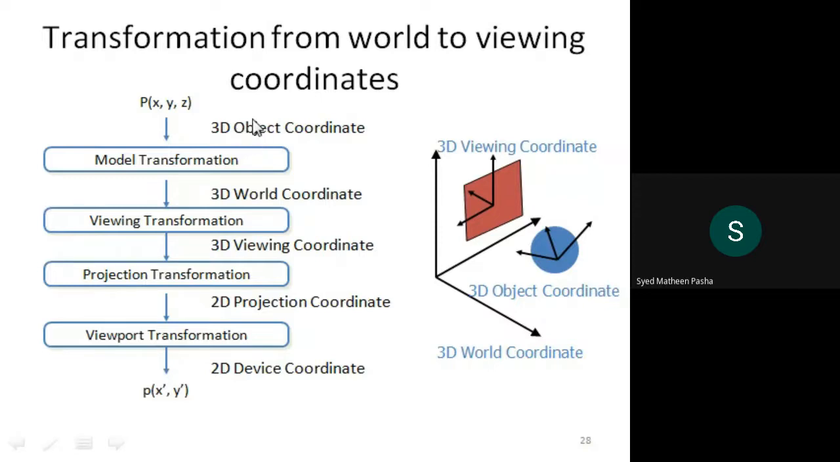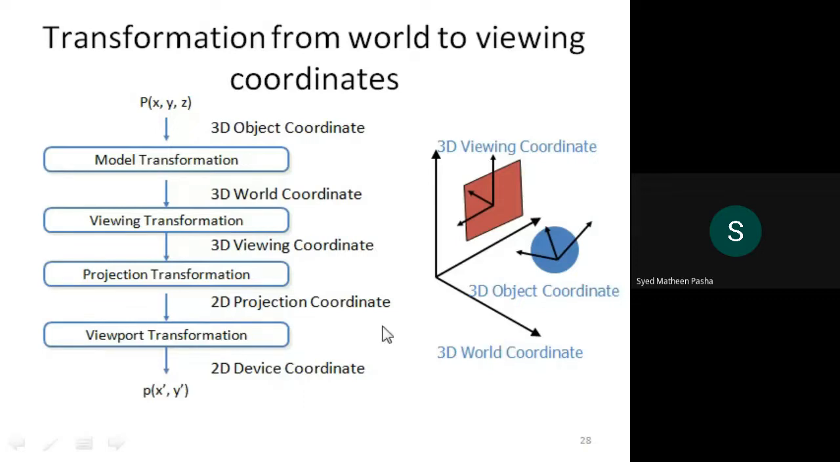You can check out object to world coordinate, world to viewing coordinate with the help of viewing transformation, viewing to projection coordinate with the help of projection transformation. Finally, with the help of viewport transformation, you are converting projection coordinates to device coordinates. So this will be your output. That is the implementation part of all the transformations, represented in X dash comma Y dash.